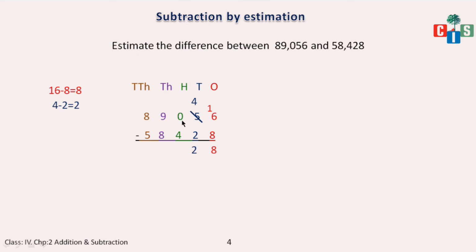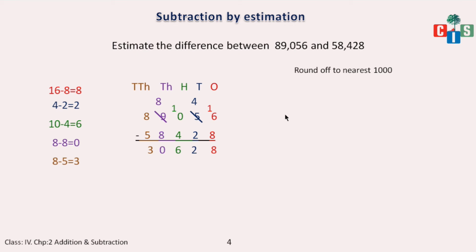So 0 changes to 10 from this 9, when 9 changes to 8 and 0 changes to 10. Now 10 minus 4 will give me 6. 8 minus 8 is 0. 8 minus 5 is 3. Clear? Now you have to estimate each number, and for that you are going to round off every number to the nearest 1000.